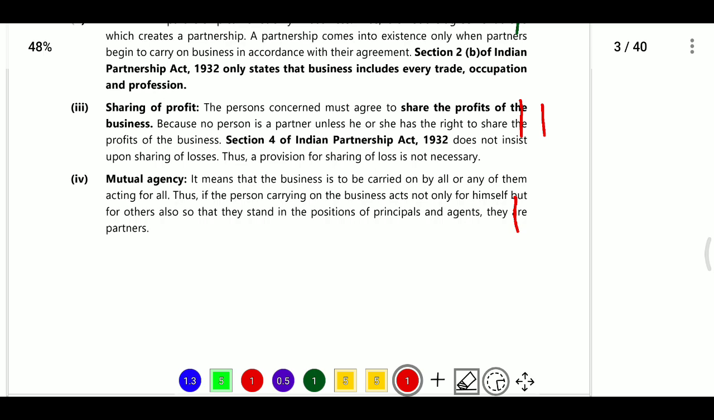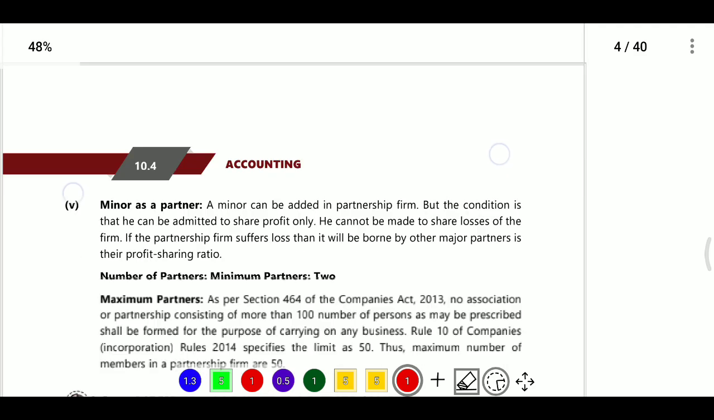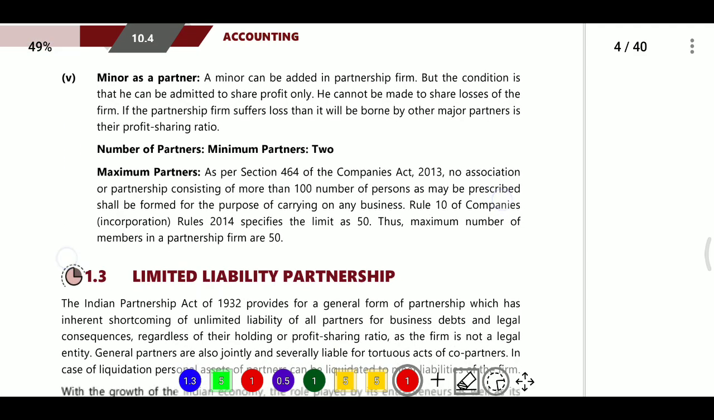Next, mutual agency means what? Each partner acts as both an agent and a principal. Here the relationship between the partners is that of principal and agent. So any partner can bind the firm with their actions, provided they act within the scope of the business. For example, if partner A enters into a contract with a supplier on behalf of the firm, then partners B and C will also be bound by that contract. That is mutual agency.